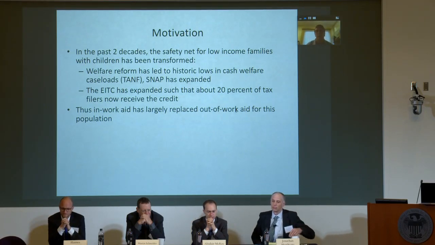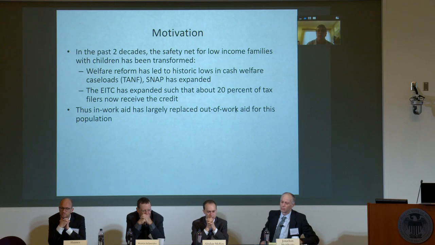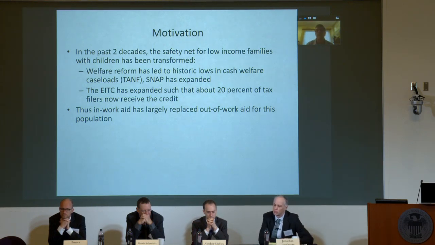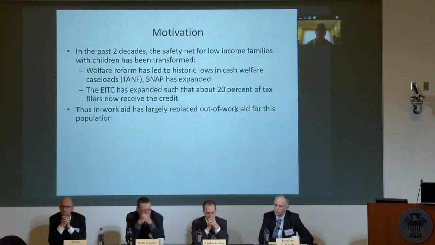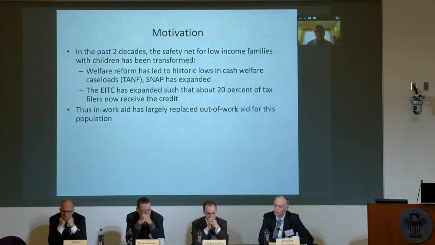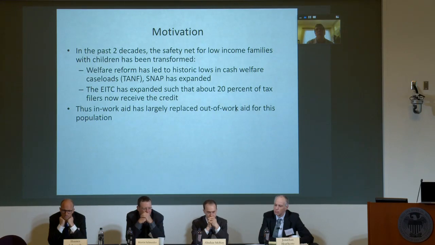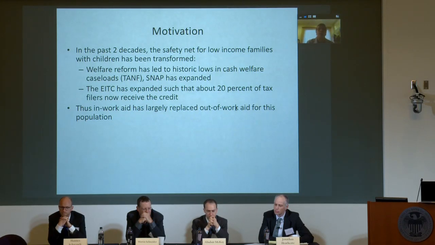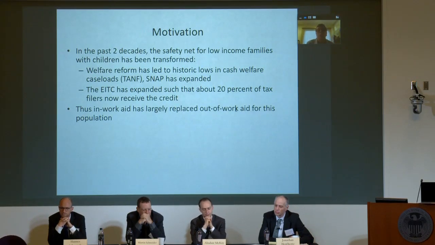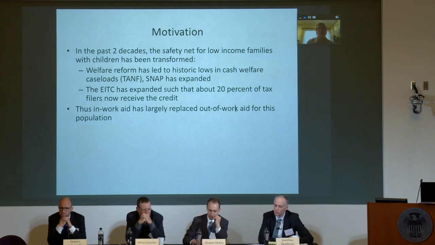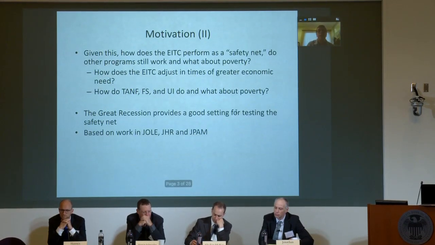TANF is not really much of a program anymore in terms of providing cash assistance to families. It's more of a block grant funding scheme. At the same time, SNAP has become more generous in terms of some of the asset requirements, and states have engaged in increased outreach. But the really big expansion has been the earned income tax credit. So about 20% of tax filers now receive this credit, and it's conditioned on work. So if you were thinking about this low income population, in-work aid has largely replaced out-of-work aid, okay?